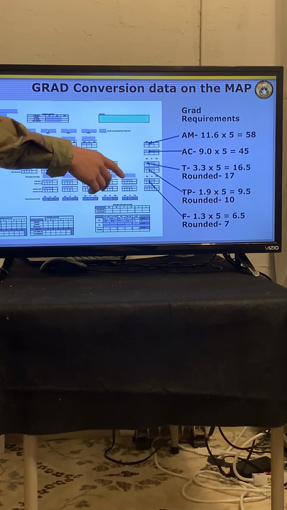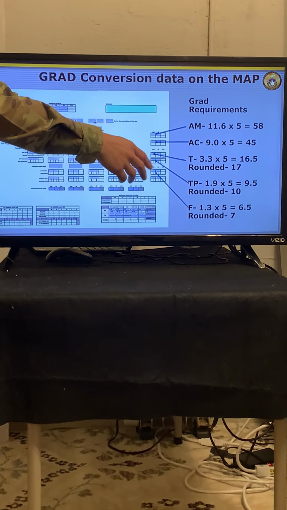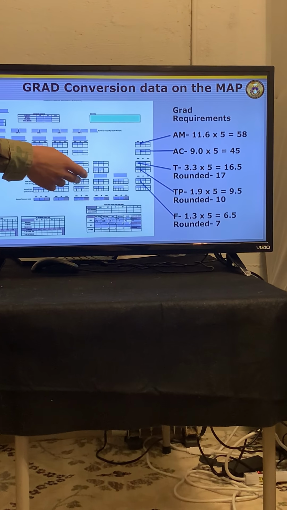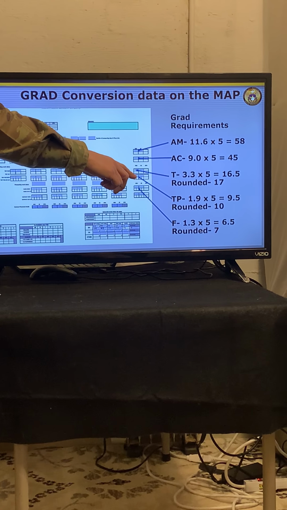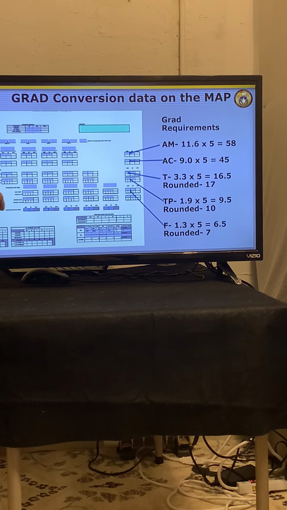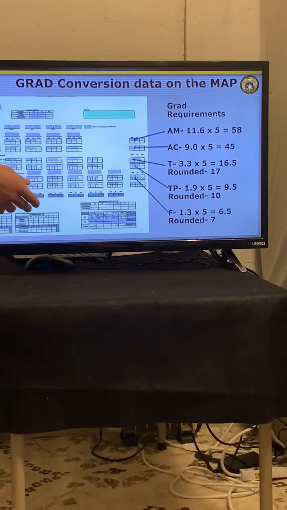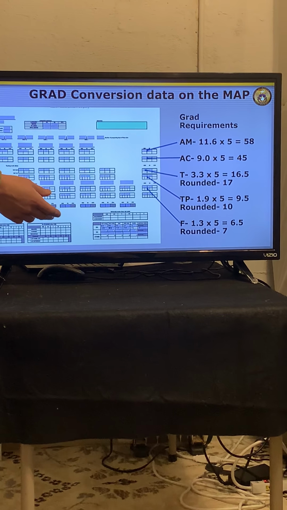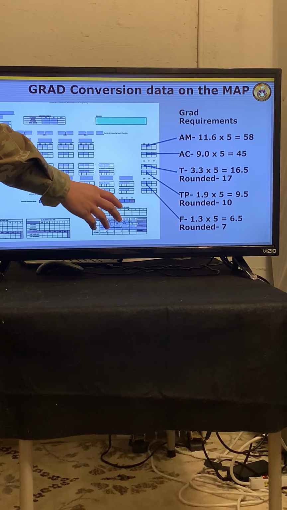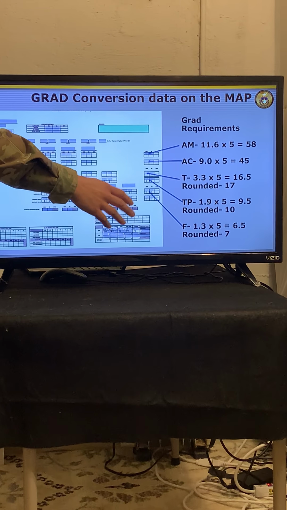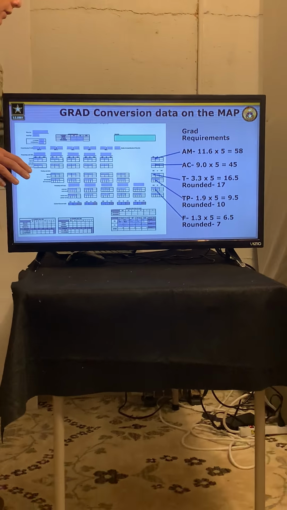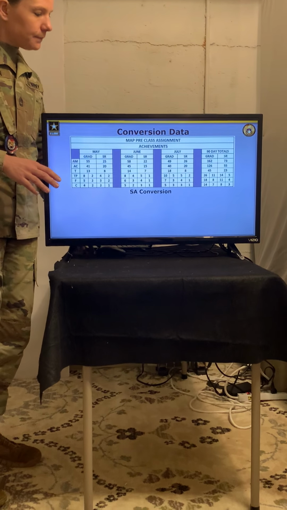Down the line, we do it for our test pass: 1.9 times 5 equals 9.5, which we are going to round to 10. We're going to place it there on our grad requirements section. And then how many grads will we need to floor to meet our phase line mission, which is going to be 1.3 times 5, giving us 6.5, and we're going to round that to 7. So now that we had our conversion data, we could multiply it by our mission to give us our actual phase line requirements for that mission month.